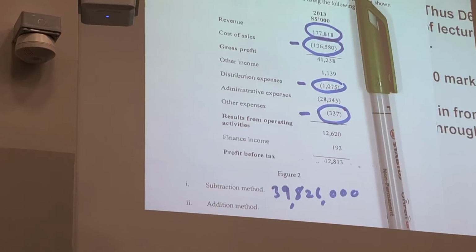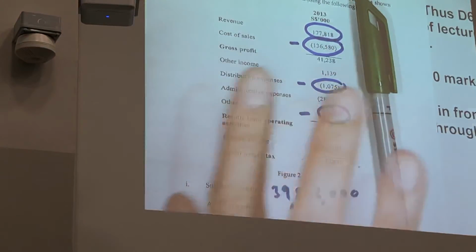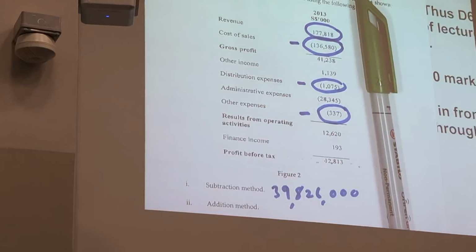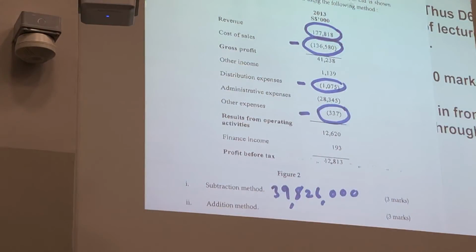But it helps a lot. So by doing this, I know what are the elements, components that I'm not supposed to reuse again, otherwise I'd double count. Alright. Now let's get started with the addition method next.